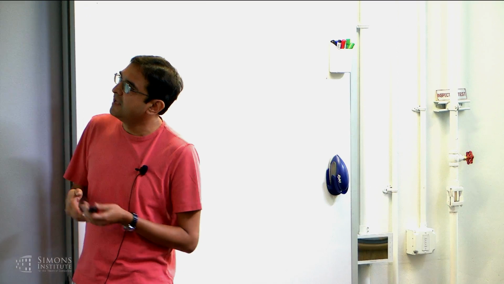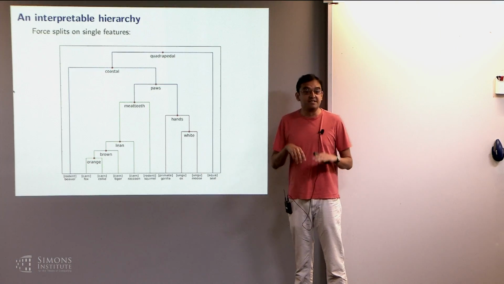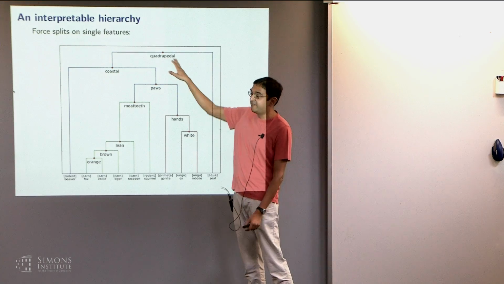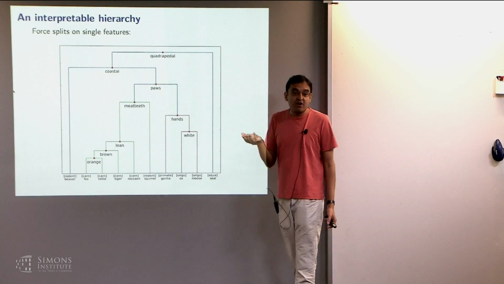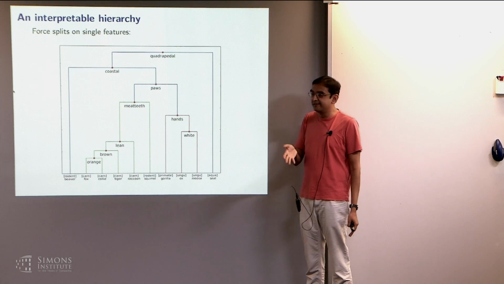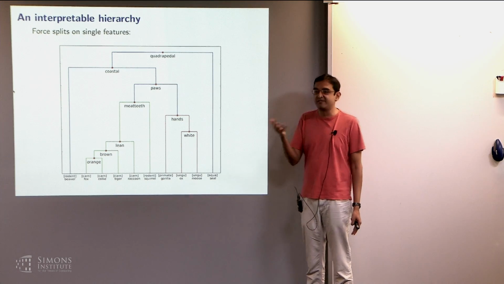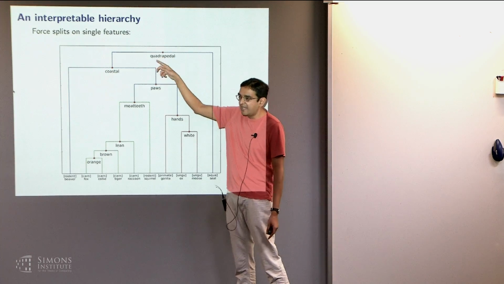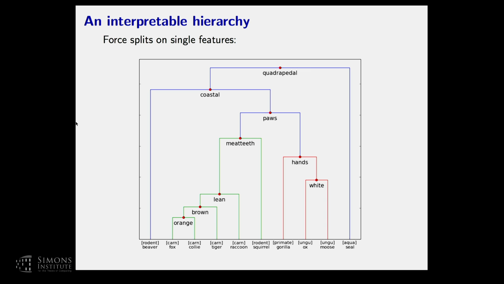Well, here's an example. Suppose you wanted the clustering to be interpretable. Like you say, each split has to be on a single feature. That's easy if you have a cost function. You just say, instead of doing arbitrary splits, minimize the cost over splits of a certain type. And then you get an interpretable hierarchy. Okay, first check if the animal is quadrupedal and humped paws. I don't know what meat teeth means. But anyway, these are some of the features in this data set.